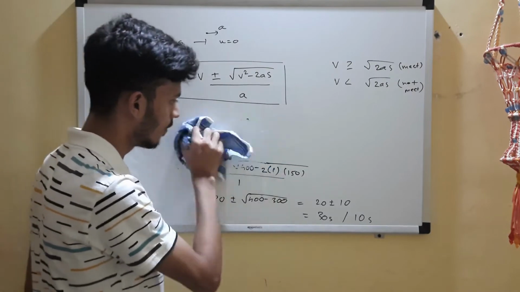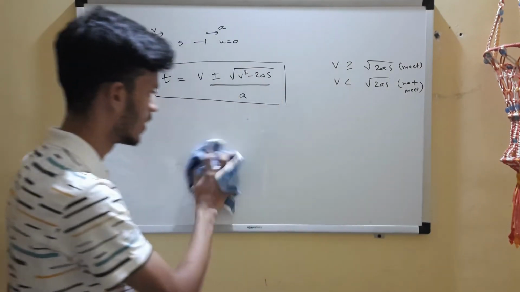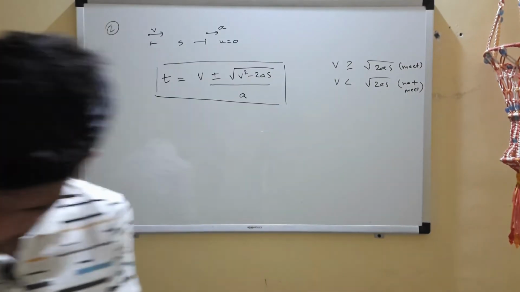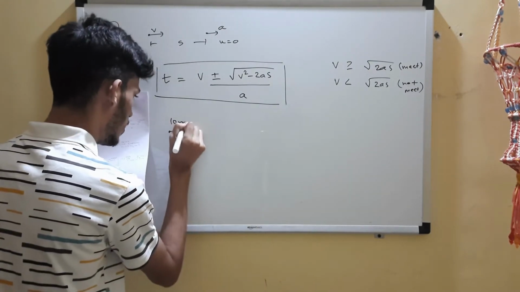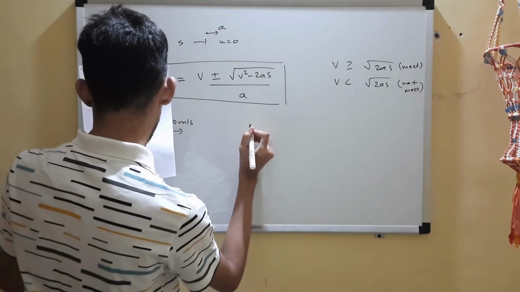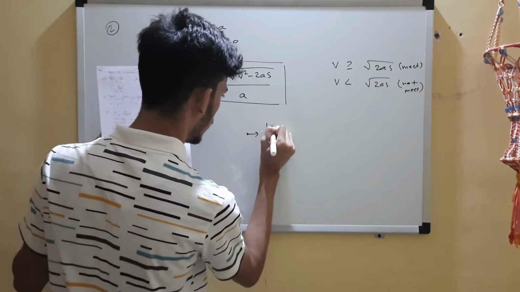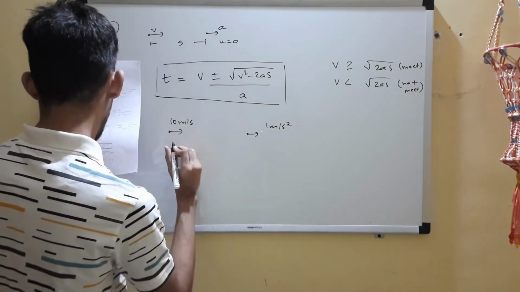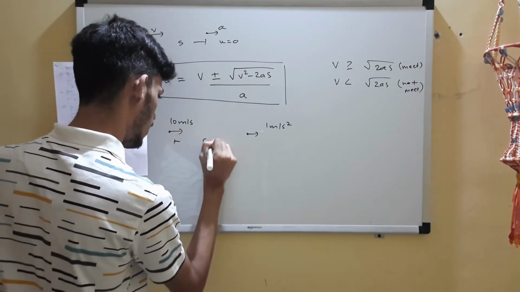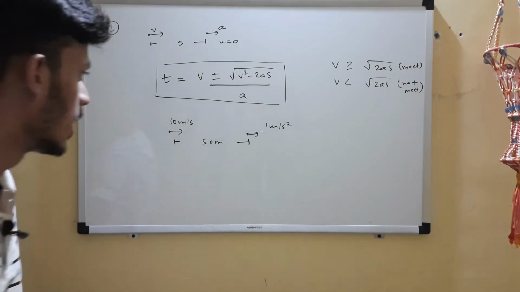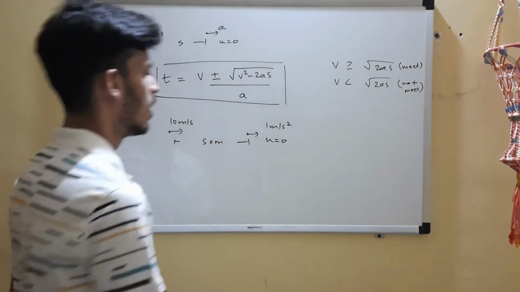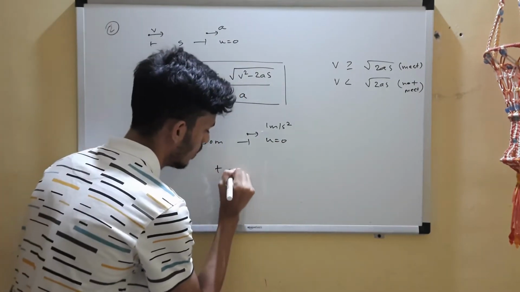Let's go to the second one. In this we got two answers, right? So now let's go for the next one. This is 10 meters per second. This is again 1 meters per second square, and we have 50 meters. They are 50 meters apart. Again, it began with the initial velocity 0. Now find the time. What is the big deal?